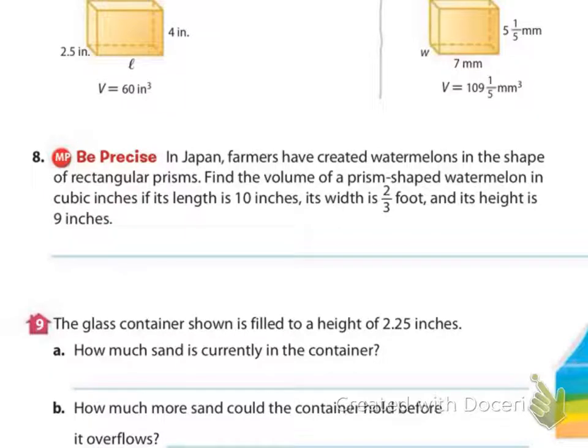I chose question 8. You guys seemed intrigued with the rectangular shaped watermelons that Japan has been working on, so definitely go read more about that. That is pretty cool. Fits in your refrigerator a lot better. But basically it's the same type of problem. Volume is what you're trying to find, so you're going to say volume equals length times width times height and multiply the information they give you. You have the length, you have the width, and you have the height all in inches.